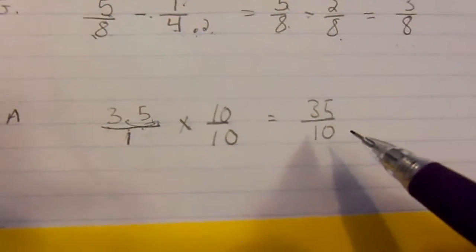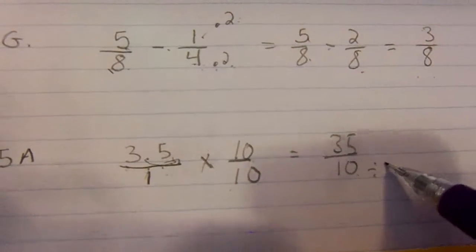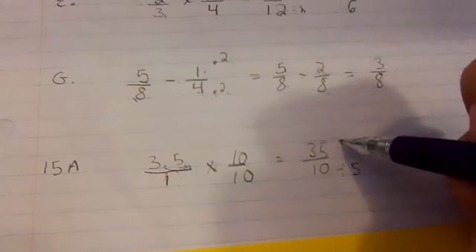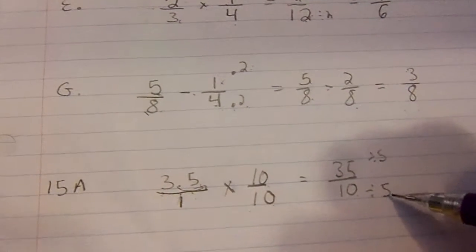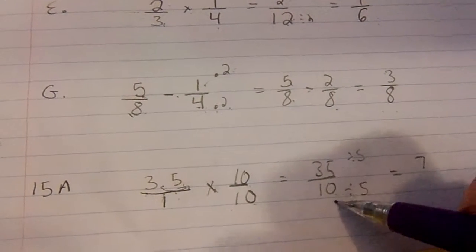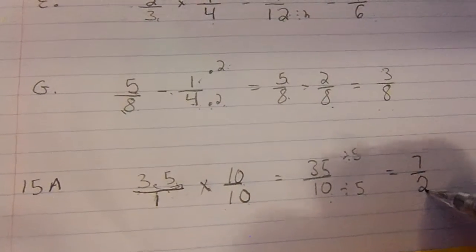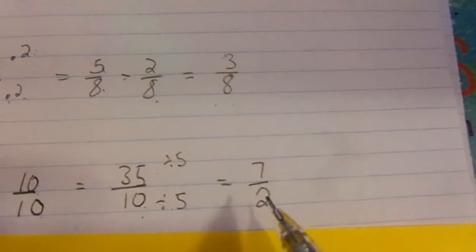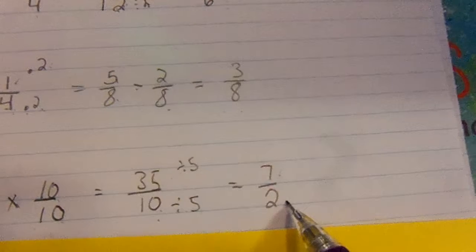So now this is not finished because it's not simplified. So if we divide this by 5, and we need to divide this by 5 because they're both divisible by 5. So 35 divided by 5 is 7, and 10 divided by 5 is 2. This is also not simplified enough because this is an improper fraction. You can't have the numerator a bigger number than the denominator.